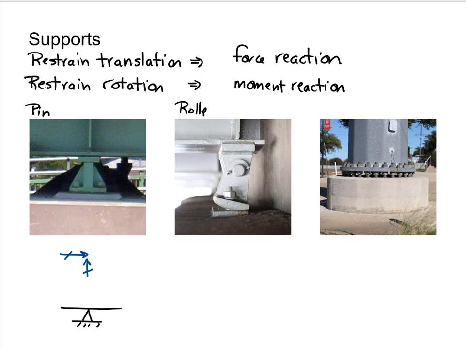Roller supports restrain only one displacement, so they generate only one force reaction. The symbol we use is a circle on hash marks.